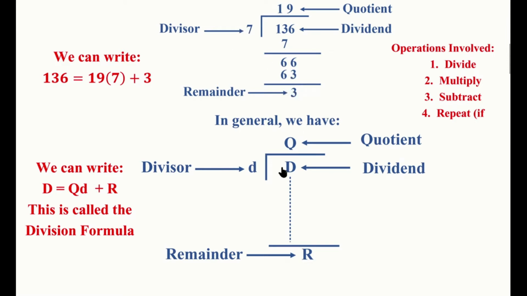So if we look at this in more general terms, we use the capital D for the dividend. We use lowercase d to denote the divisor. We use Q for the quotient, and we use capital R for the remainder. So if we write an equation similar to this, we end up with capital D equals Q times d plus R. This is an important equation, and it's called the division formula. It's basically the formula that describes what's happening in this operation.